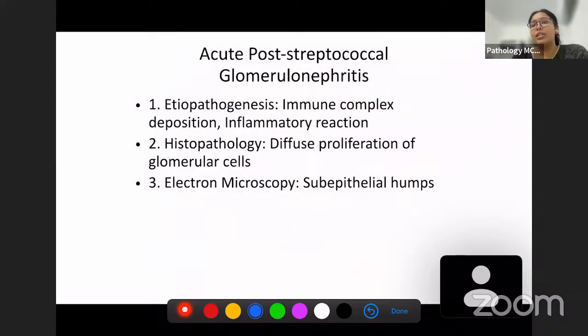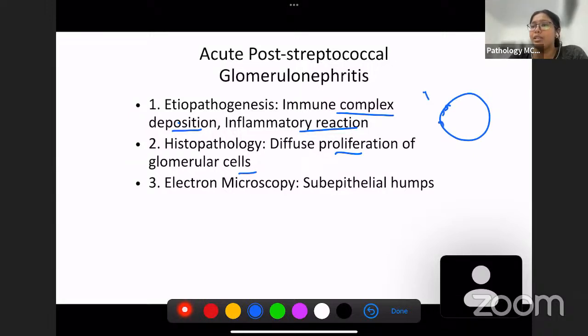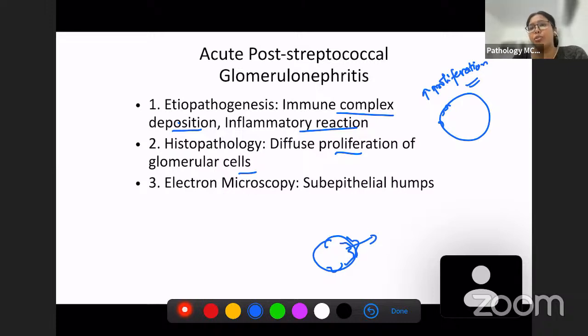So now we are going to discuss post-streptococcal glomerulonephritis. This is an immune complex deposition-based disease which can cause an inflammatory reaction, right? So there is diffuse proliferation of the glomerular cells. This is the major important thing which you have to remember, which is diffuse proliferation of the glomerular capillaries. So there is increased proliferation. In electron microscopy, as I already said, we have a glomerulus here, and there is epithelium, and there are subepithelial deposits, which are humps. So subepithelial humps are characteristic of post-streptococcal glomerulonephritis.